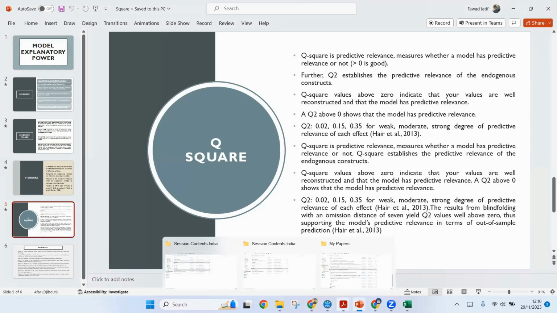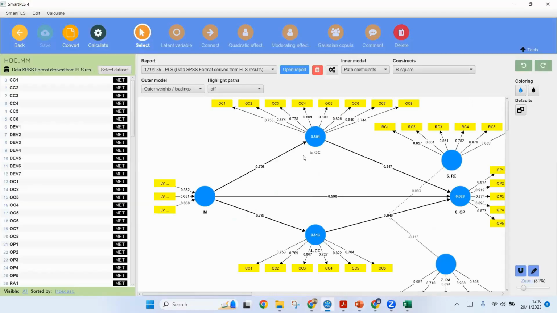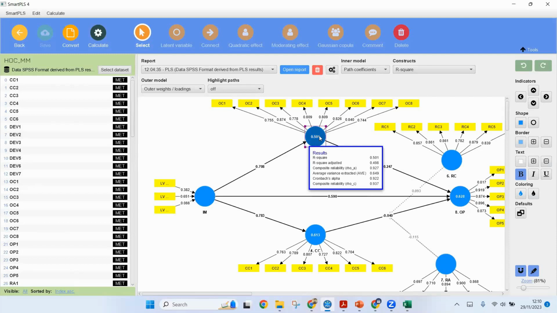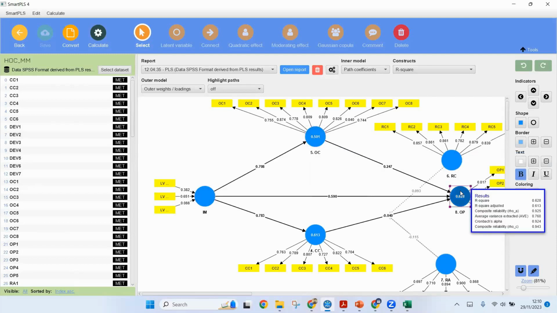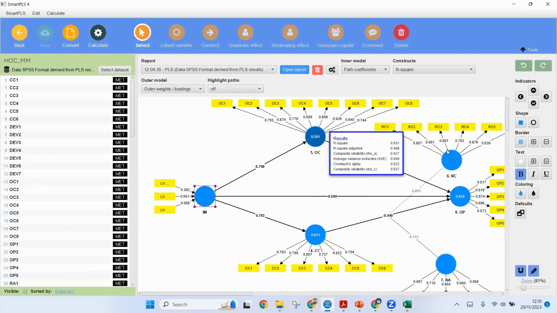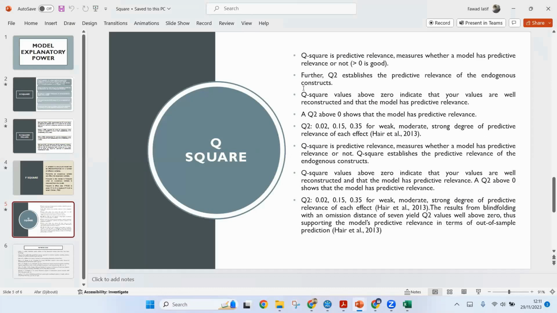Let's understand this concept. In this model, we've got this being predicted and these as predictors. This is being predicted, and all others are the predictors. How relevant are these predictors in predicting the outcome variable? This is what we normally refer to as predictive relevance. How would I know? For that, I need my Q square. So it establishes the predictive relevance of the endogenous variables.